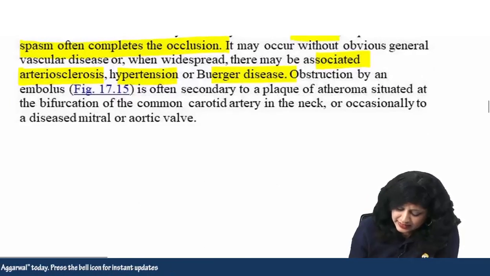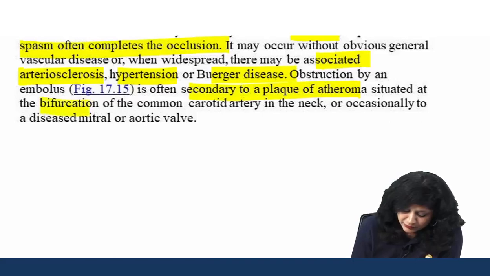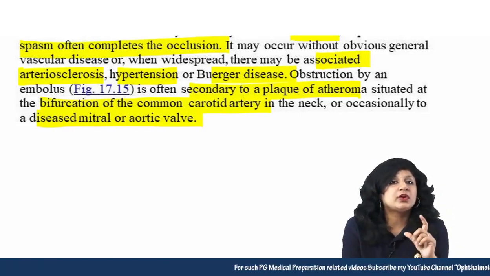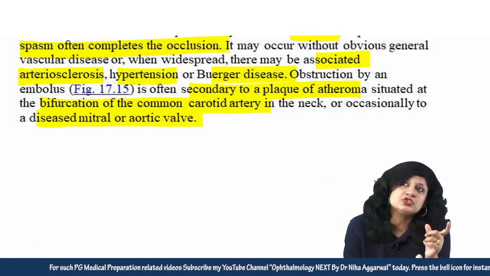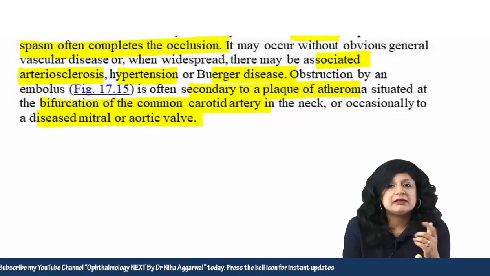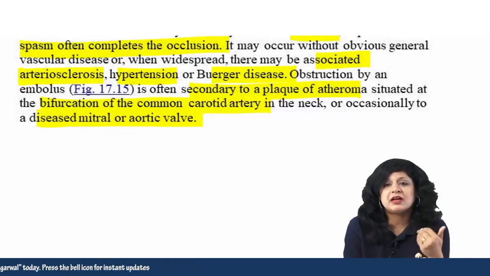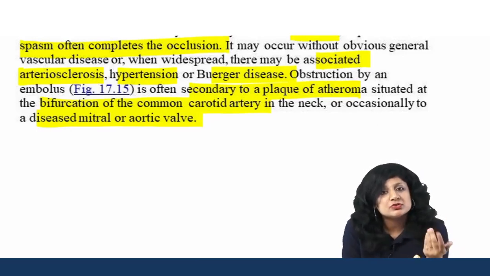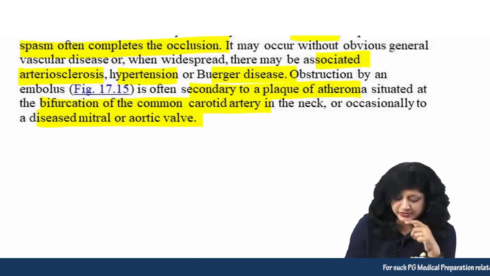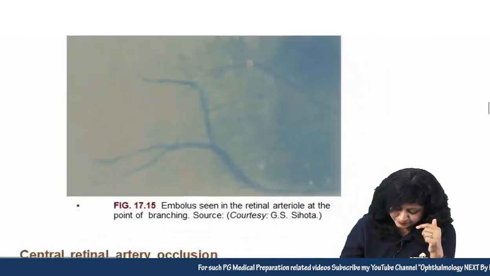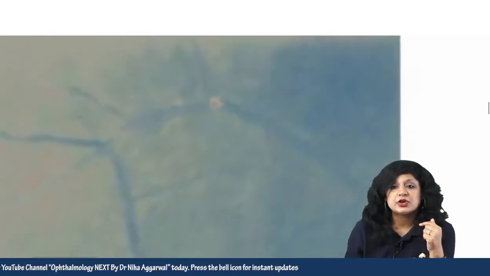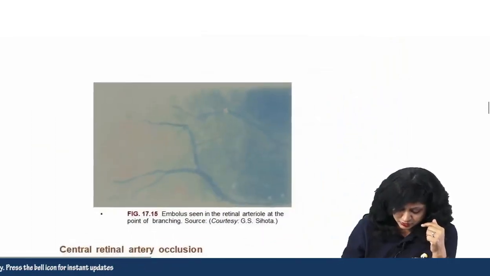Obstruction by an embolus is secondary to a plaque of atheroma situated at the bifurcation of the common carotid artery, or we can have disease of the mitral valve or aortic valve. So this gives you a clue about what kind of clinical scenarios you can have. You can have a patient with arteriosclerosis, a 50-year-old male, having hypercholesterolemia, triglyceridemia, hyperlipidemias. We can have atheromas, patients with hypertension, patients with Berger's disease. All these patients can have vascular disorders in the eye also. And here they have shown you the embolus at the point of branching. So this is your embolus here, can you see it at the point of branching?